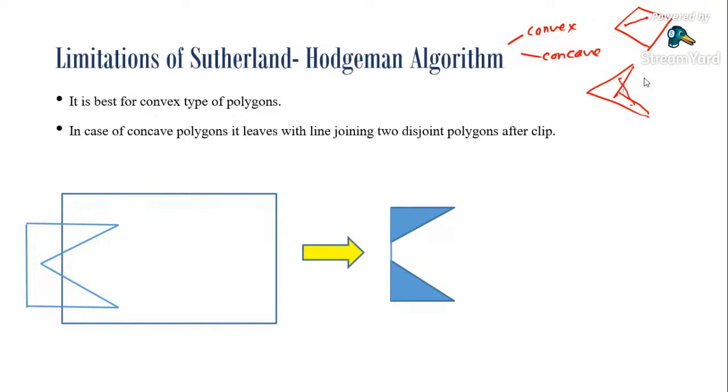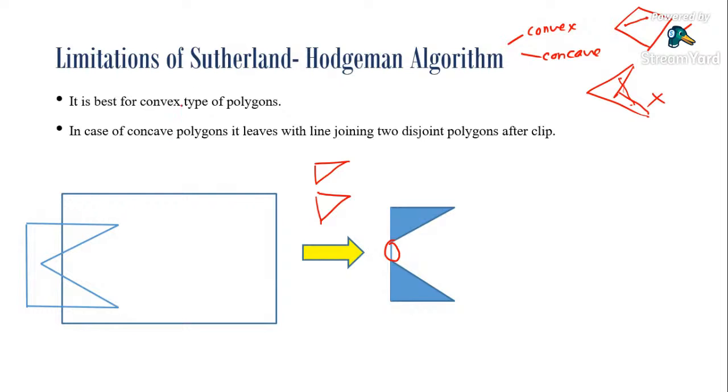So the Sutherland-Hodgeman algorithm is best suited for convex type of polygon. It is not suitable for concave, because if you apply the Sutherland-Hodgeman algorithm for a concave type of polygon, then you will get a line joining the polygons. So see here, this is the polygon, and if you clip against the boundary or against the window, such type of output you must get. Those two parts must be separated from each other.